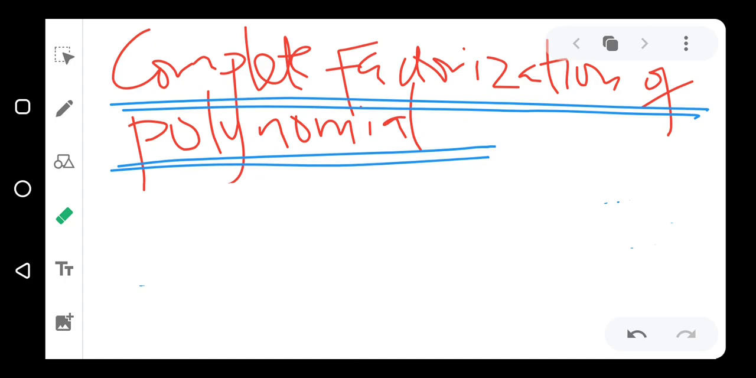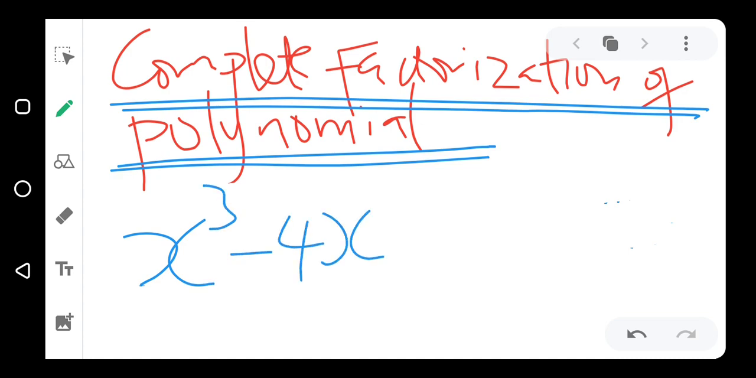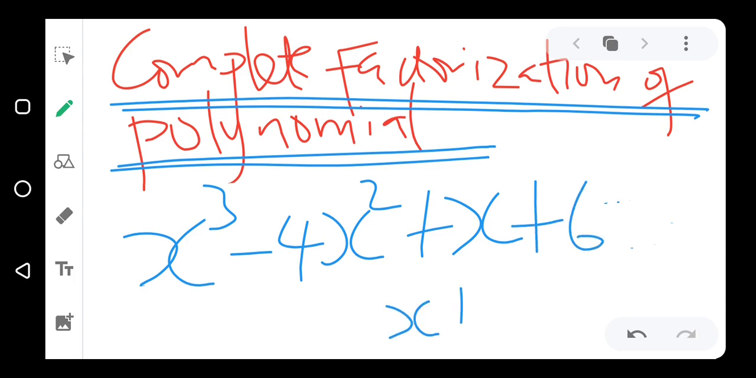For instance, if we have x raised to power 3 minus 4x raised to power 2 plus x plus 6, and we are told that x plus 1 is a factor of this polynomial. Now we are asked to get the other factors of this polynomial. How do we do it?